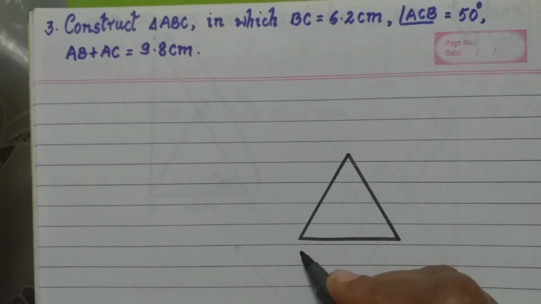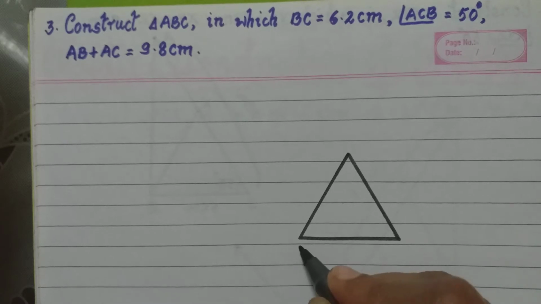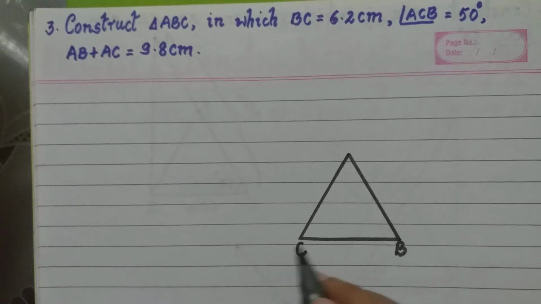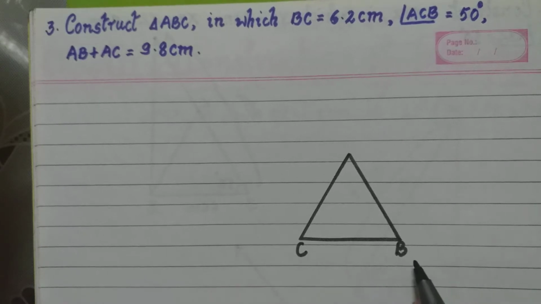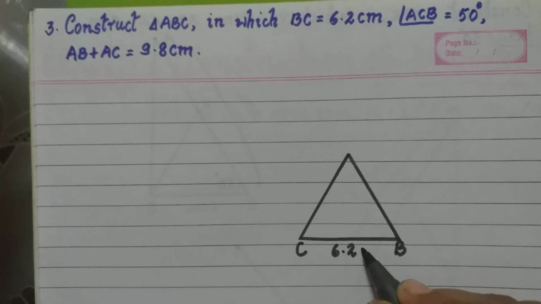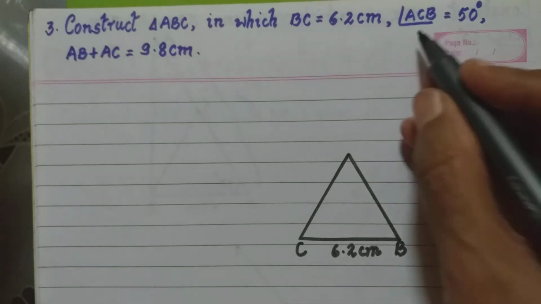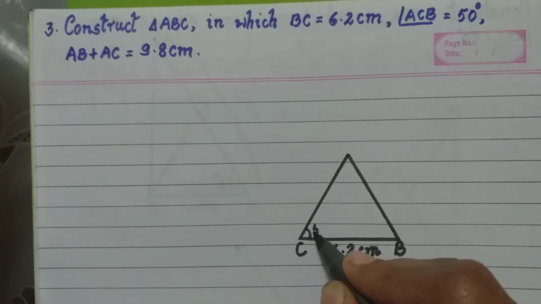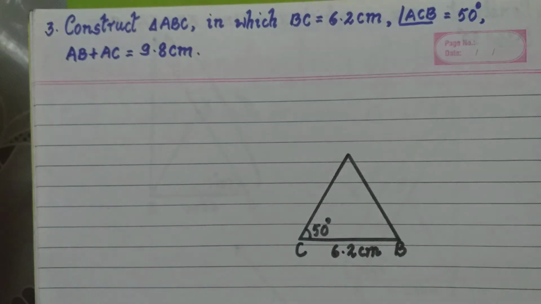So what I will do is, instead of writing BC, I write this as CB. Whether I write it as BC or CB, it is one and the same. So I write CB equal to 6.2 centimeter. What is angle ACB? It is 50 degrees. So that means this angle here is 50 degree.